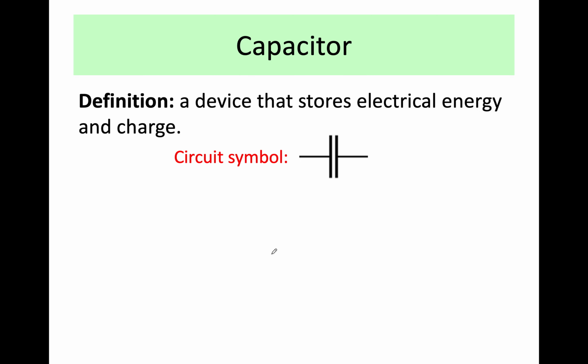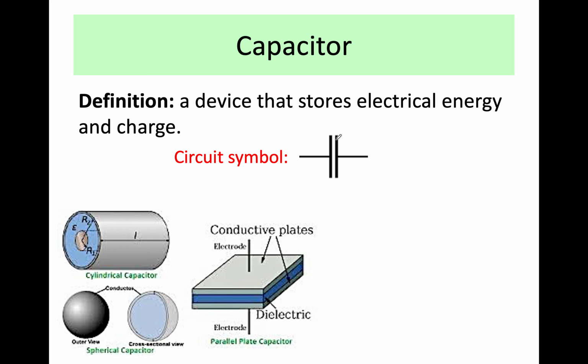So a capacitor, as we mentioned, it stores electrical charge and it stores electrical energy. As a result, when you build up all the charge, you will have a lot of potential energy stored. This is the circuit symbol. Looks like a little sandwich, 2 plates. There are 3 types of capacitors, which you have as a cylinder, a sphere, and 2 parallel plates. We're going to focus on the parallel plates. This is the one that you will study.